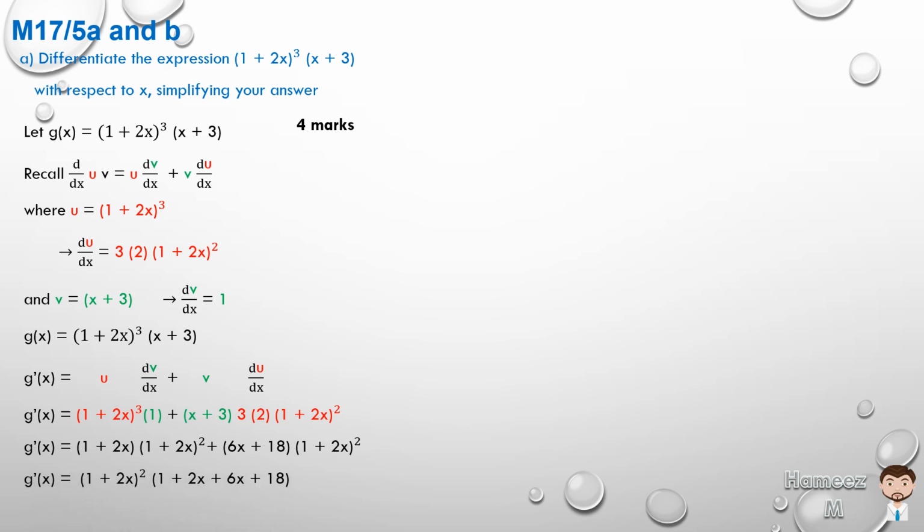by 1 plus 2x plus 6x plus 18. So that will finally give us 1 plus 2x squared by 2x plus 6x is 8x plus 1 plus 18 is 19. 8x plus 19.